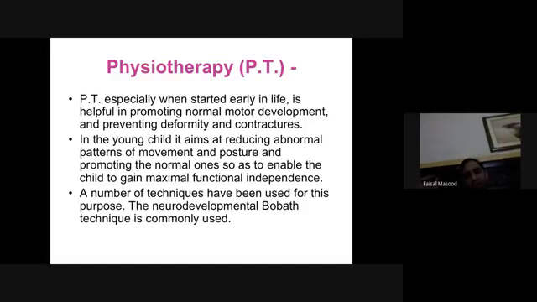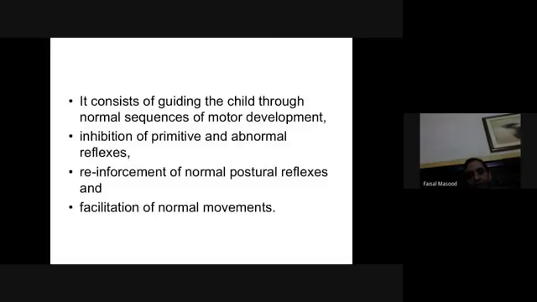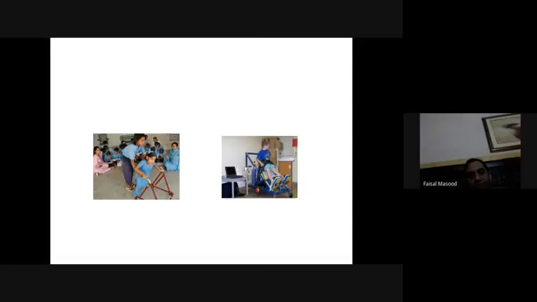The physiotherapist has a special role. If physiotherapy is established and is offered to the family early in life, it is helpful in promoting normal motor development and preventing deformity and contractures. You must be aiming at reducing abnormal patterns of movement and posture, preventing contractures, promoting functional capabilities, and a number of techniques are there. Guiding the child and family, inhibition of primitive and abnormal reflexes, reinforcement of normal posture reflexes, facilitation of normal movements.